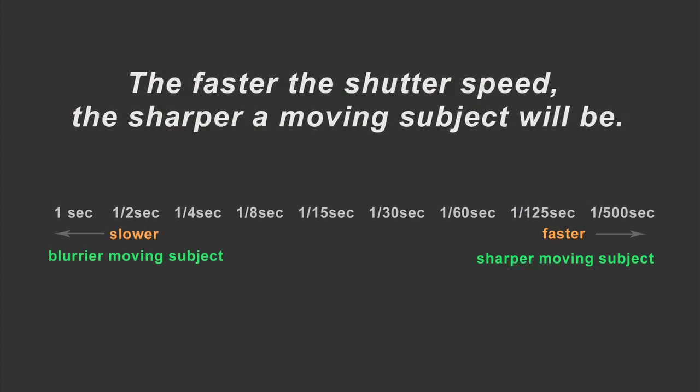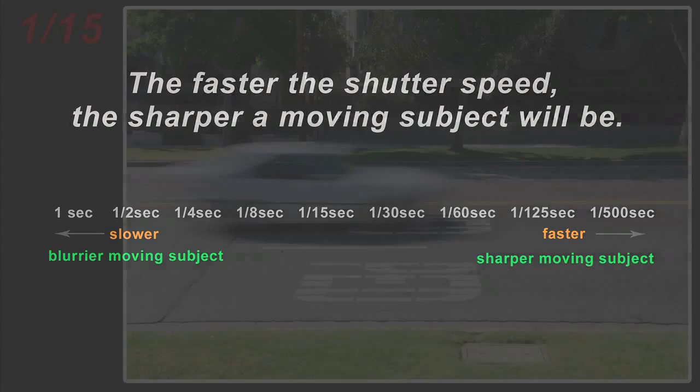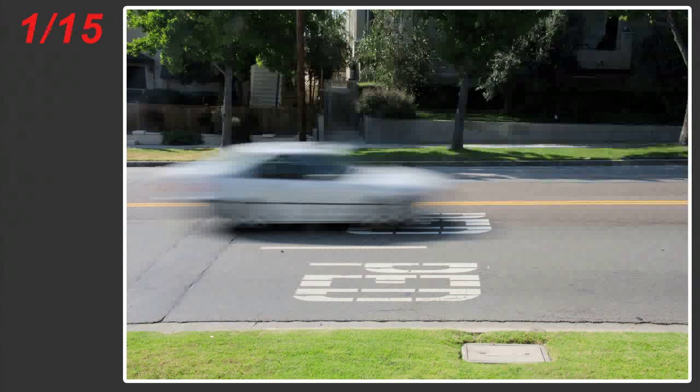Let's talk about photographing moving objects. The faster the shutter speed, the sharper the moving subject will be. Let's see some examples. I went and took a few pictures with different shutter speeds of the cars passing by. I also used the tripod to capture images with a slow shutter speed. This image was taken with a shutter speed of 1/15 of a second. As you can see, the car looks kind of like a ghost.